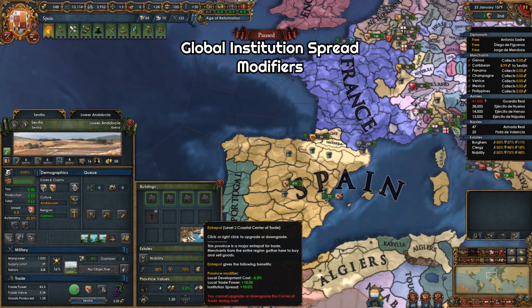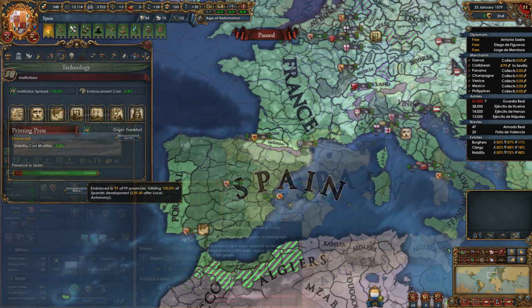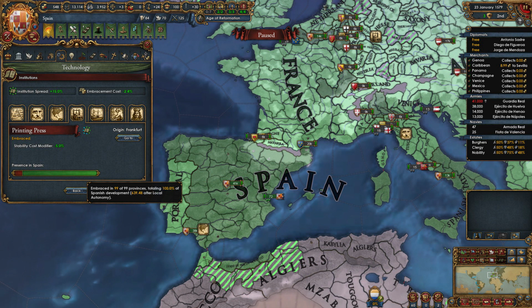Level 2 and level 3 centers of trade also have global spread modifiers, so does stability, which has a scaling modifier, and you get a plus 5% modifier for trading in coffee. There are also modifiers through institution embracement costs. Once at least 10% of a country's autonomy modified development have the institution present, the country can embrace it. This embracement costs 2.5 ducats per development that doesn't have the institution. So overall it adds up to a lot, especially later in game when you have a lot of provinces. So modifiers that lower the embracement costs are very helpful. They aren't super necessary to chase though.